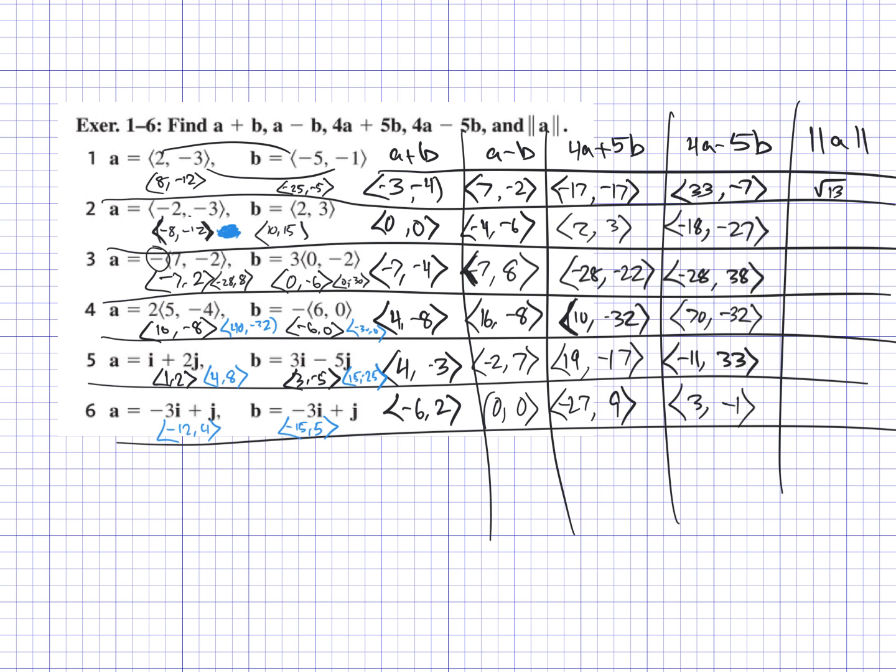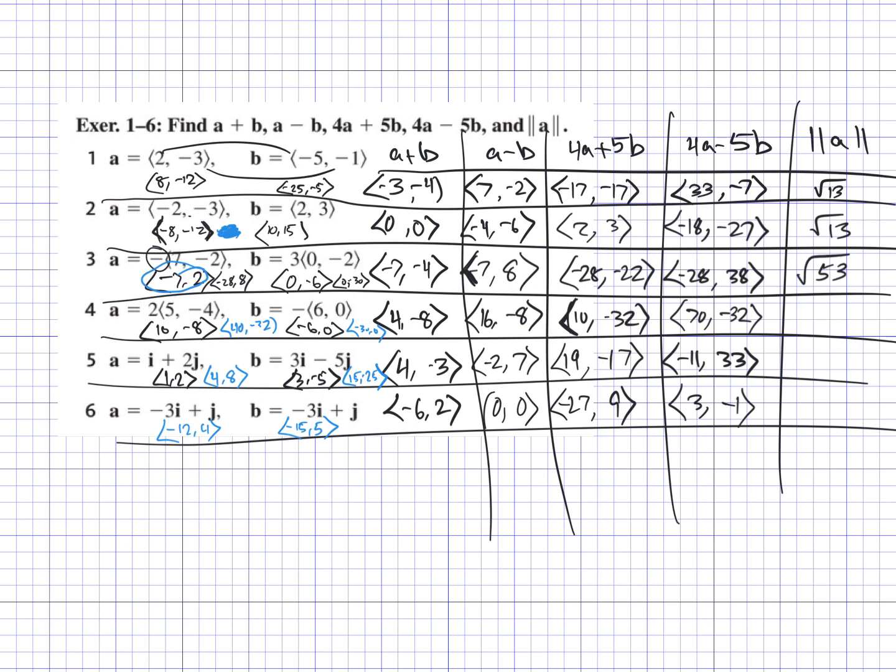Okay, now we do the magnitude. So we need to make sure we have the right things here. So a on number 2 is 4. Square each one and add them together. So 4 and 9 is 13. Square root of 13. On 3, we better use the negative 7 and the 2. So that's 49 and 4 is 53.